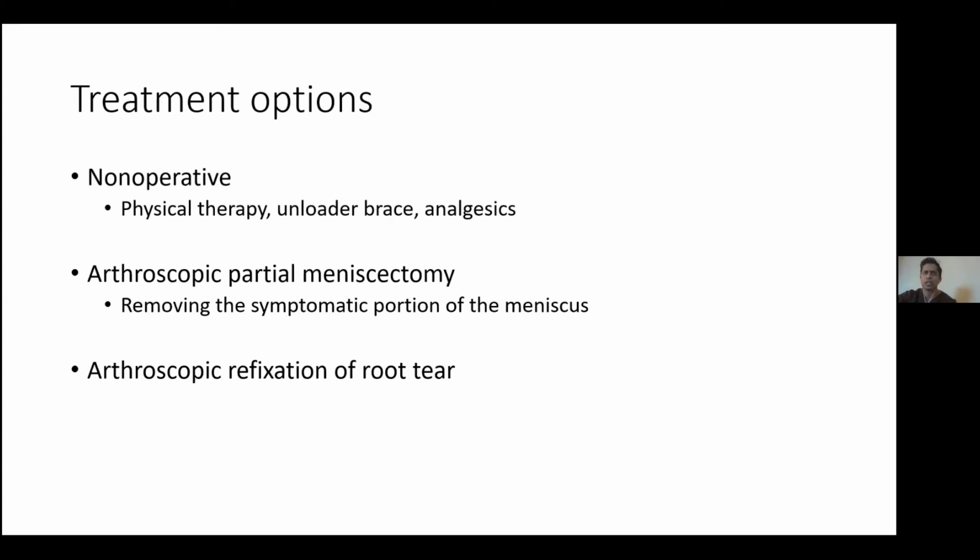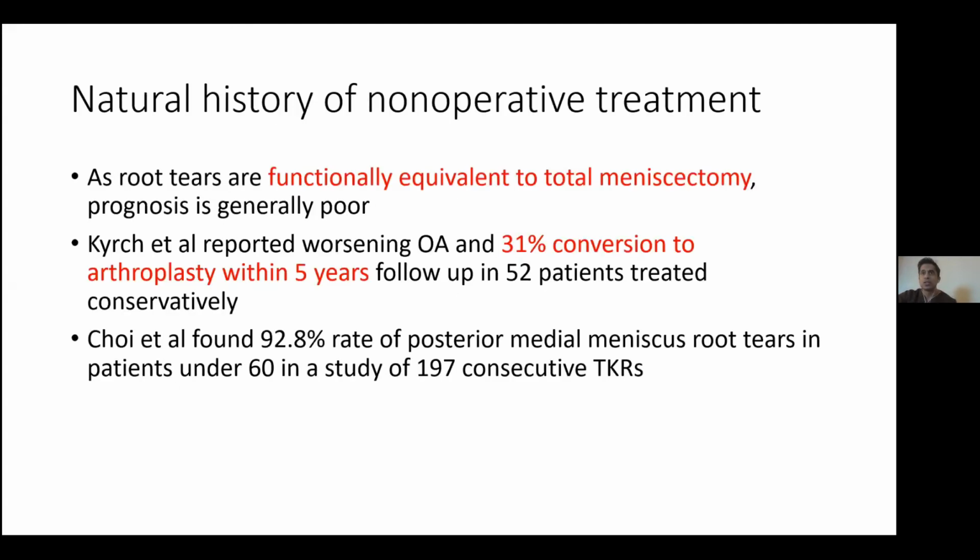So let's look at the evidence for each of these. So what happens with a non-operative treatment? As we mentioned in the biomechanic slides earlier, a root tear is equivalent to a total meniscectomy. So the prognosis is generally very poor. Based on the study by Crouch, he showed that not only did they have worsening OA, 31% of the patients had to undergo arthroplasty within 5 years.